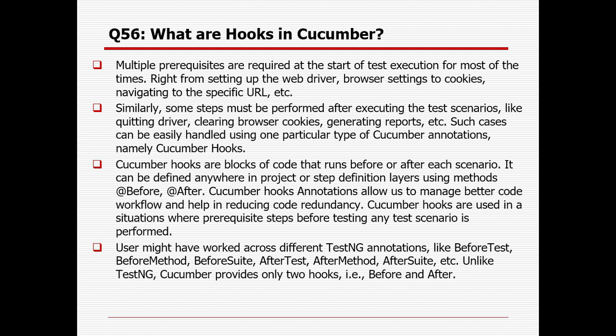They can be defined anywhere in the project or step definition layer using the methods called @Before or @After. Cucumber hook annotations allow the user to manage code workflow better and help in reducing code redundancy. Cucumber hooks are used in a situation where a prerequisite step is performed before testing any test scenario. A user might have worked across different testing annotations like BeforeTest, BeforeMethod, BeforeSuite, AfterTest, AfterMethod, AfterSuite, etc. Unlike TestNG, Cucumber provides only two hooks, Before and After.